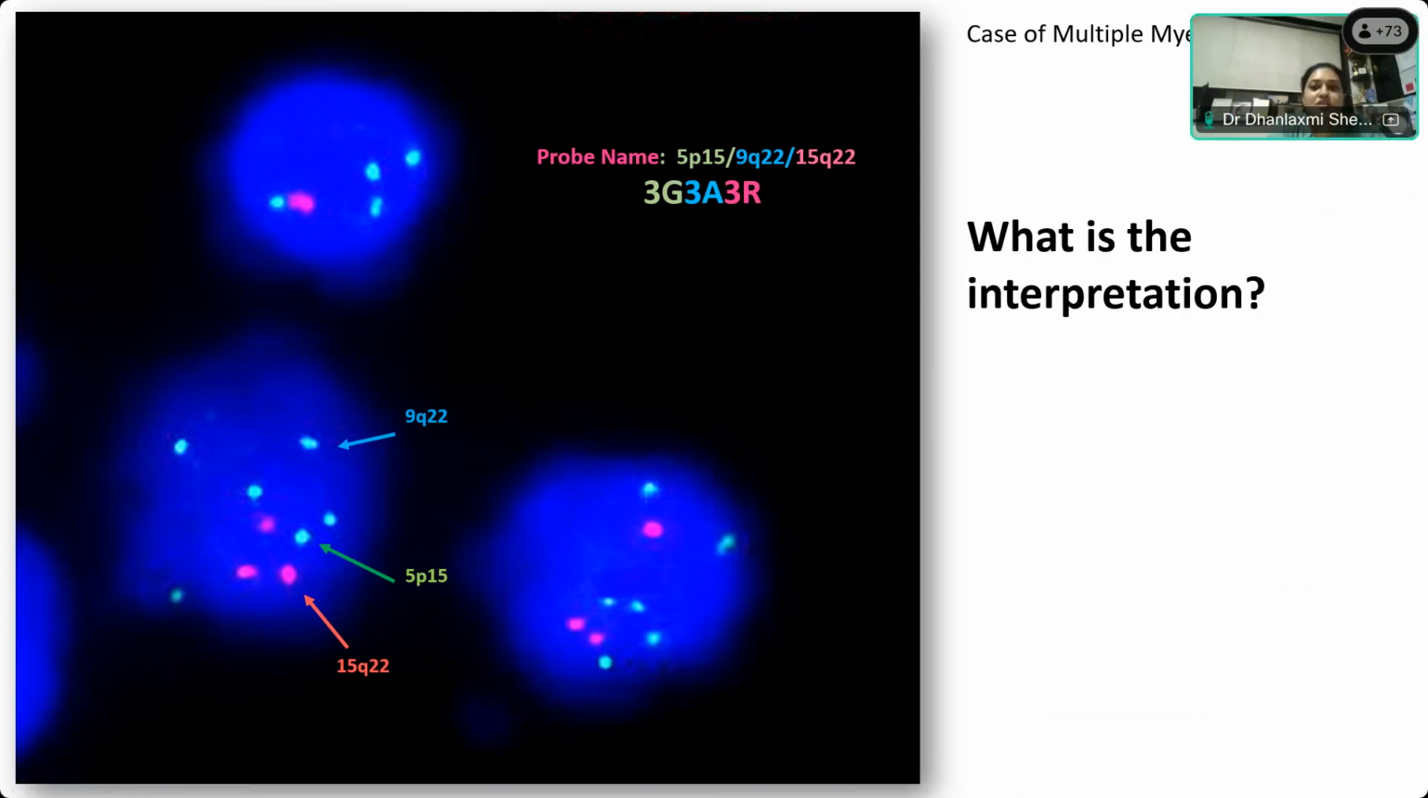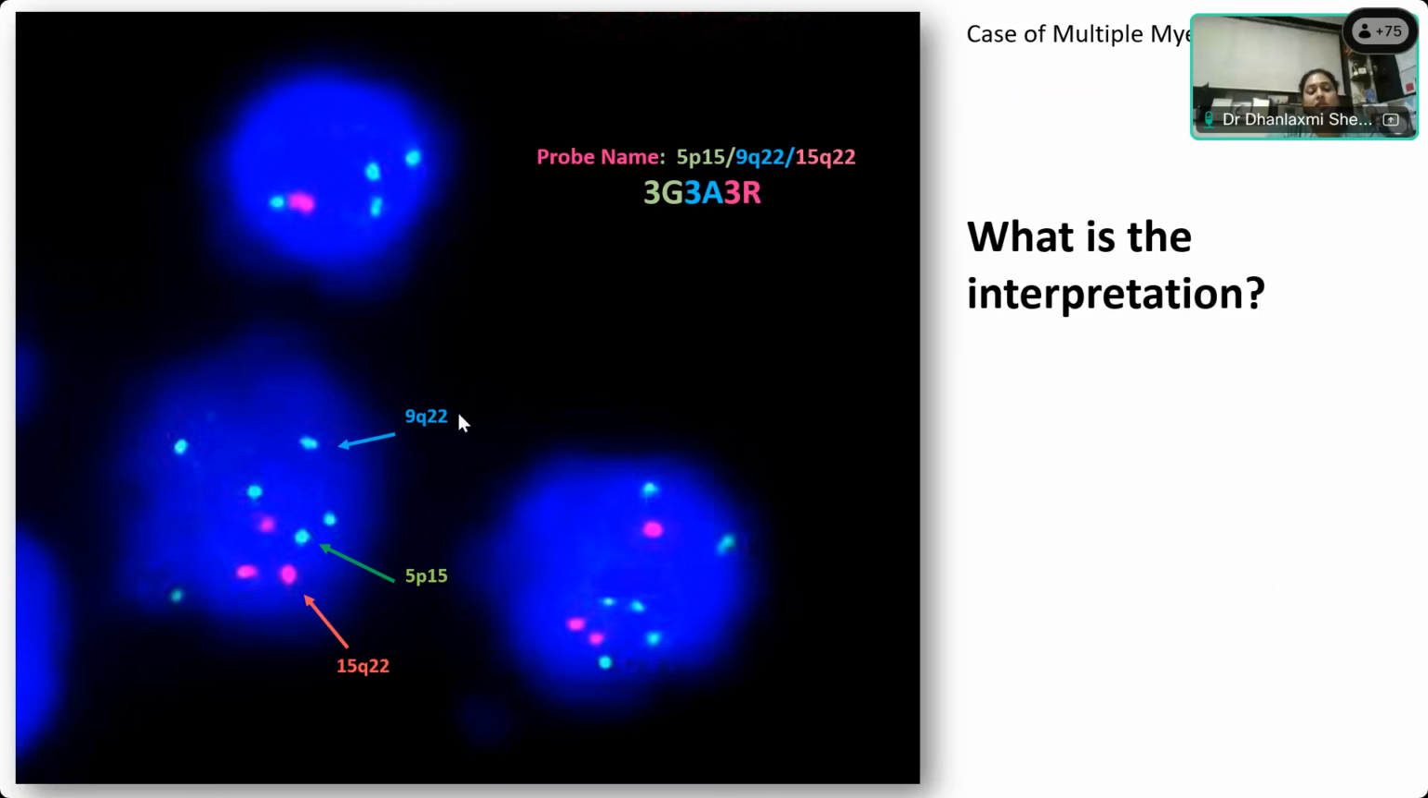Okay, so this is a case of multiple myeloma. As Dr. Mayur has already explained, these are plasma cell disorders. These are the plasma cells in this image. And here we have used a mixture of probes targeting chromosome 5, chromosome 9, and chromosome 15. Chromosome 5 is colored green, 9 is colored aqua, and for 15, the color red has been given.